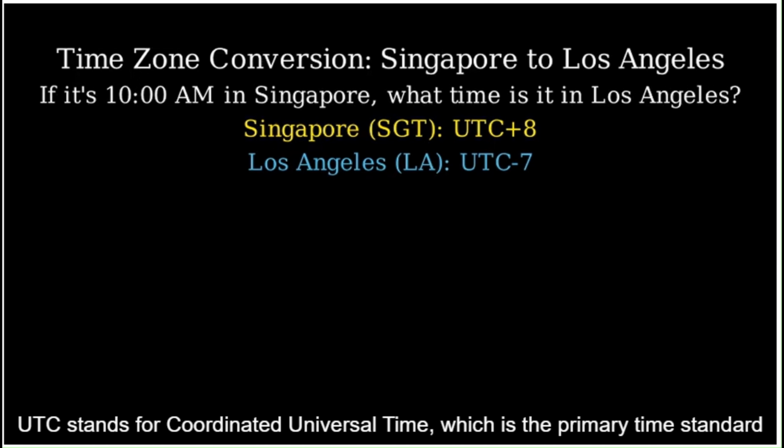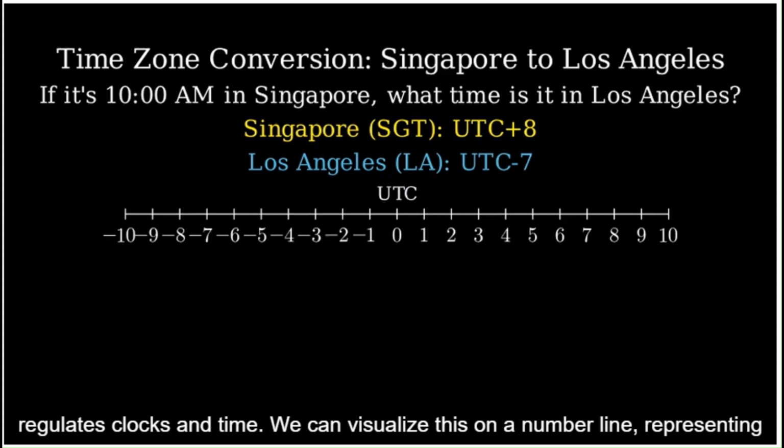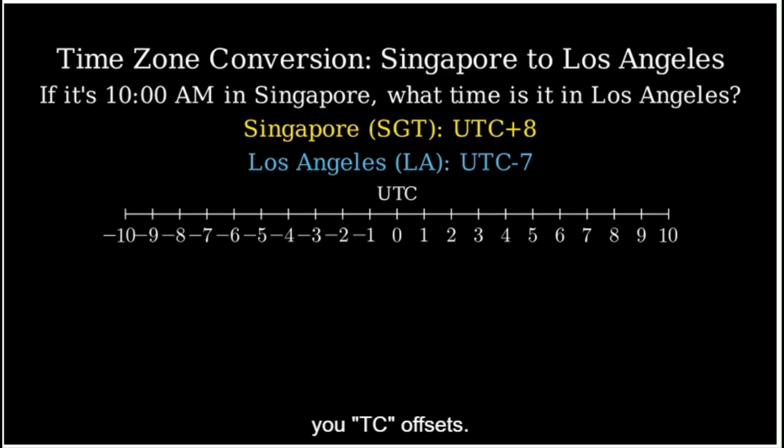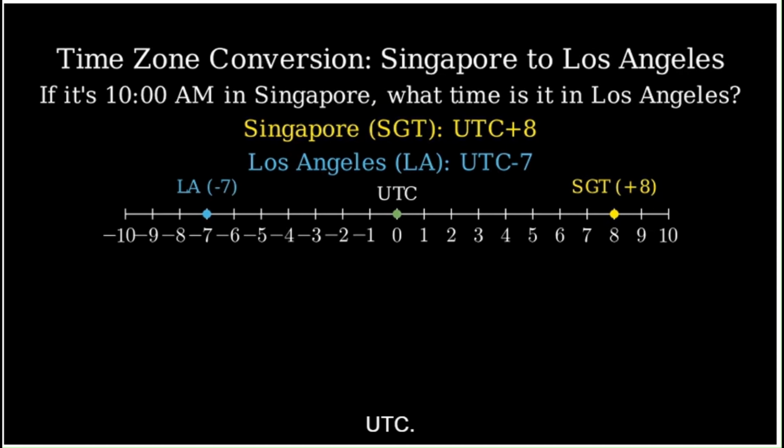UTC stands for Coordinated Universal Time, which is the primary time standard by which the world regulates clocks and time. We can visualize this on a number line representing UTC offsets. Here's UTC 0. Singapore is 8 hours ahead of UTC. Los Angeles is 7 hours behind UTC.